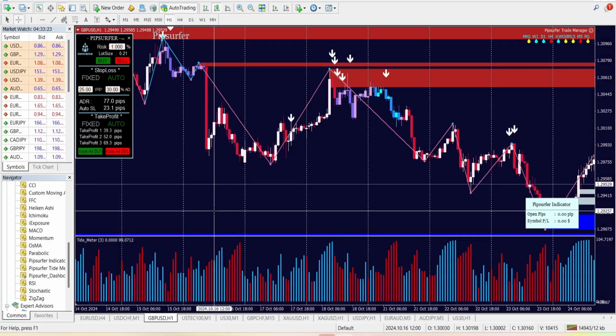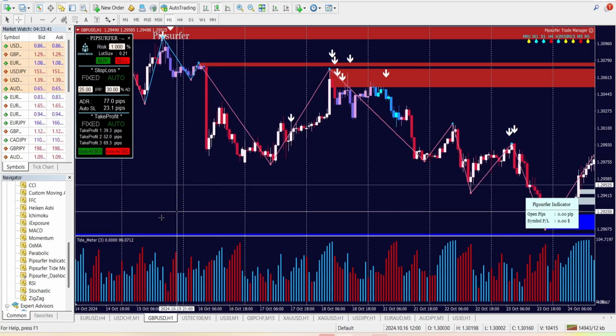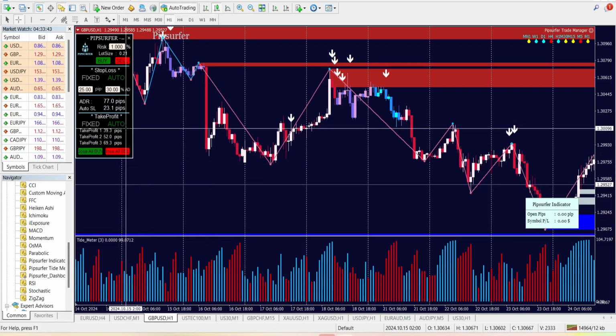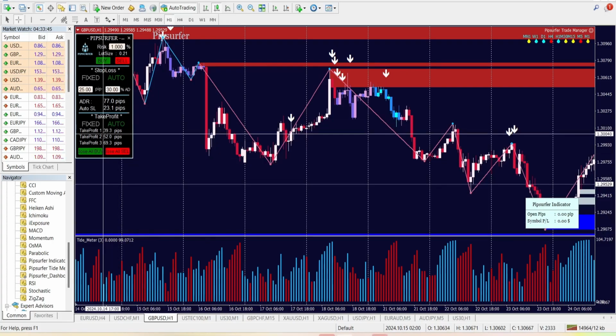So now you have a way to analyze the charts fast, find entries fast with the Pipsurfer dashboard. Now let's manage your trades in a fast and efficient way. So that's going to take us to the Pipsurfer Trade Manager. Now the Pipsurfer Trade Manager, I love it because you're able to be flexible with this particular software.